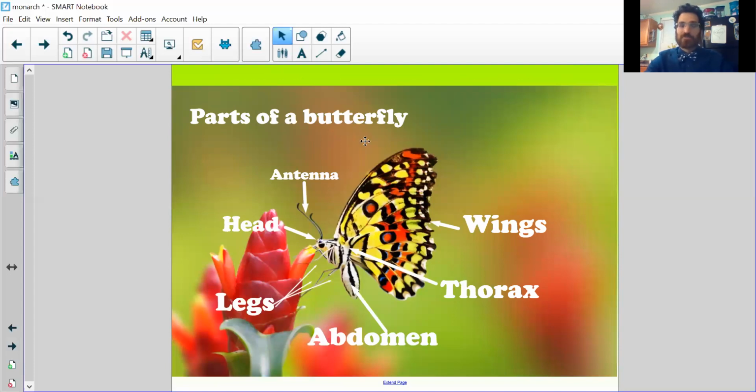So let's look at the parts of a butterfly. Butterflies have antennae, head, thorax, abdomen. They got 6 legs. They got wings, just like every other insect.